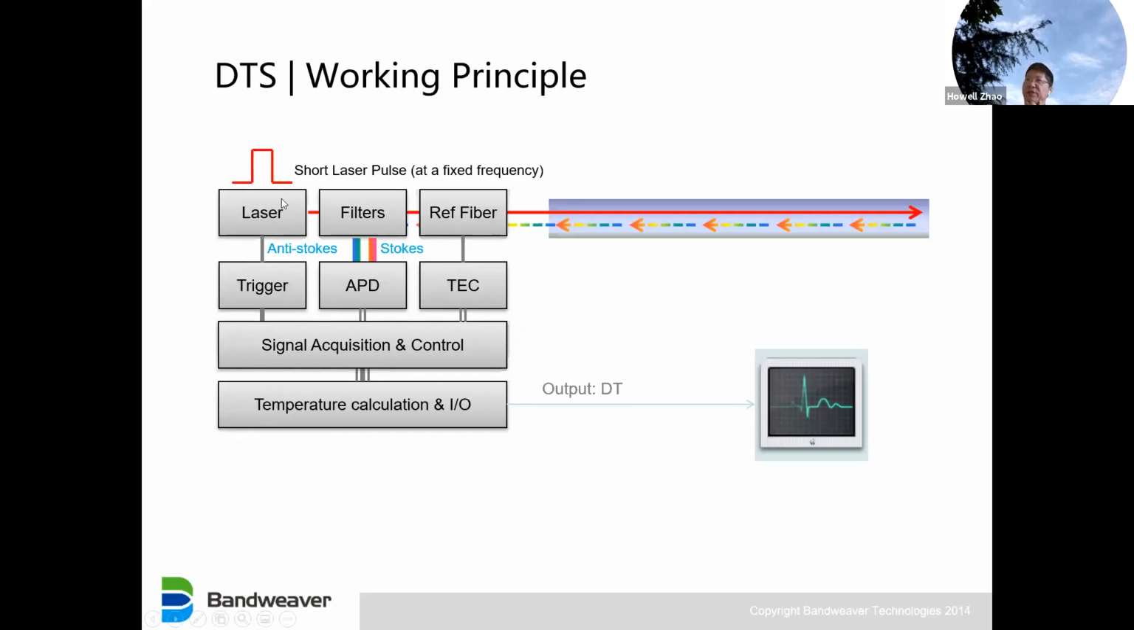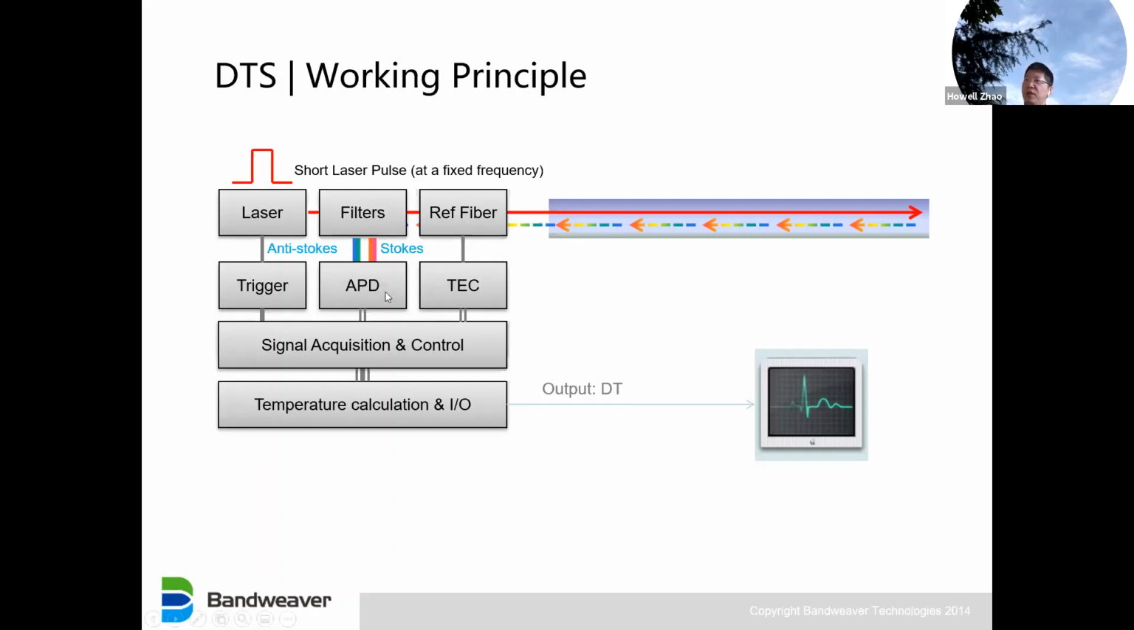So basically, we have a laser. Then after the optical filters, we couple the light into the optical fiber. This blue block stands for optical fiber. Optical fiber can be as long as hundreds of meters, kilometers, even 10 kilometers or 30 kilometers. When the light transmits forward, we always get backscattering from each point along the fiber. When we detect the backscattering, we put the light into optical filters, and we can differentiate the Stokes or anti-Stokes, basically two different shifted wavelengths.